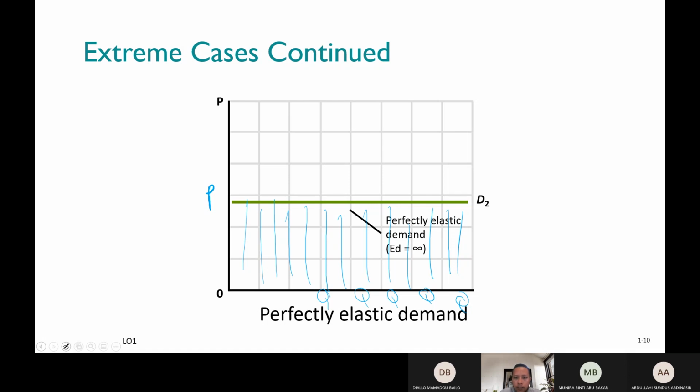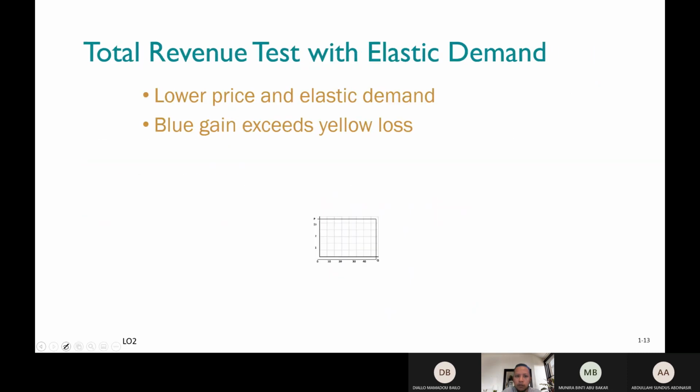But of course, most goods would be in between, so the shapes of the demand curve will have different slopes. Okay, but it's very rare to find perfectly elastic or perfectly inelastic demand. Actually, we don't have the calculation for that.